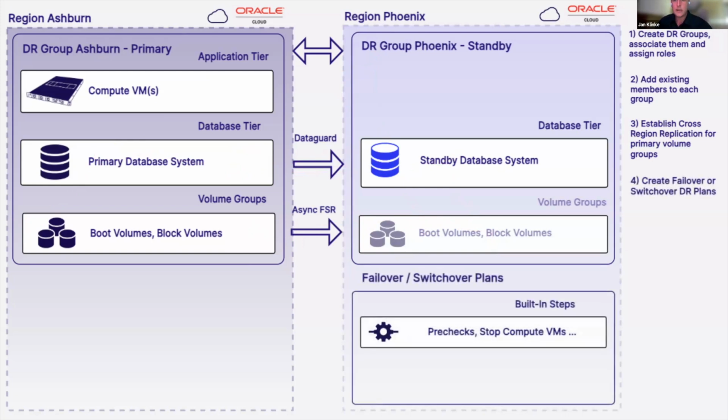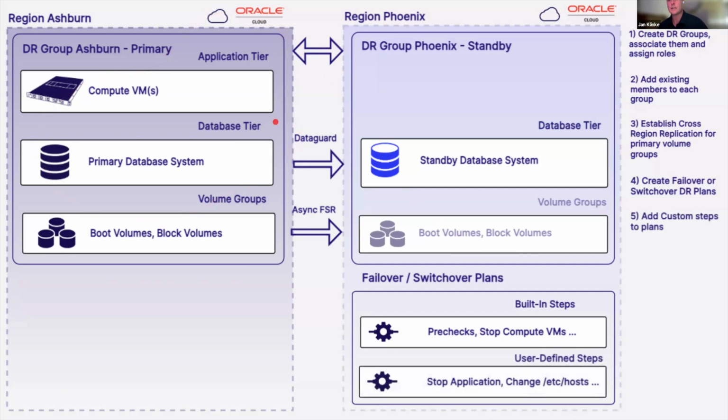The next step is to create failover and switchover plans. Those plans would be default, and as I said, FSDR will populate them with automatic steps based on existing members. And then the final step would be to add your user-defined plans, user-defined steps, inside those failover and switchover plans. So it's not that complex, but it definitely needs some effort to dedicate to building this whole solution.